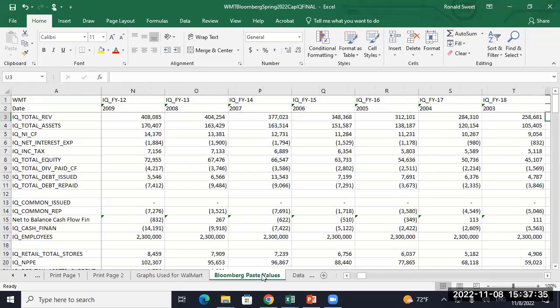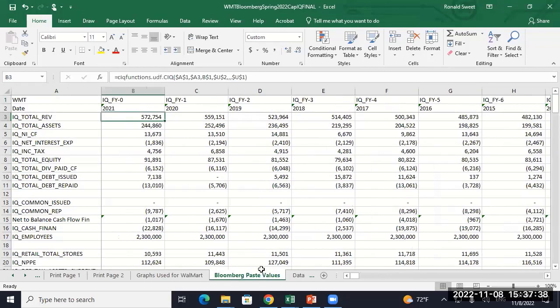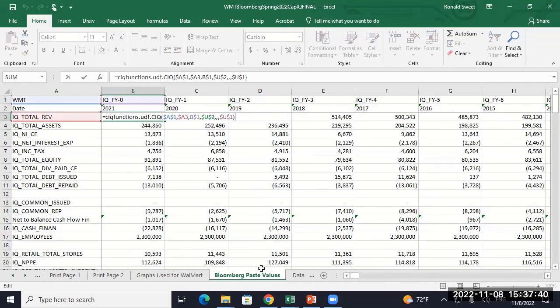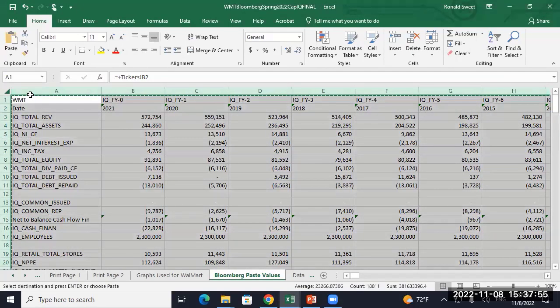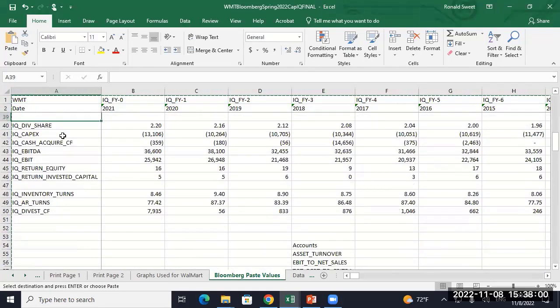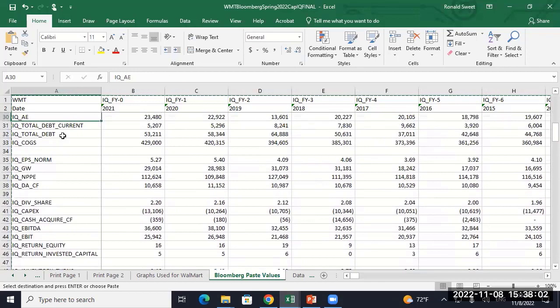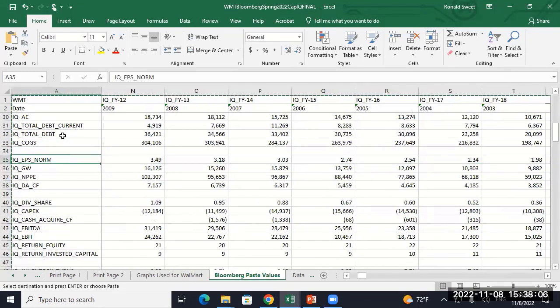So Capital IQ has these formulas that bring in information over many, many, many years. Pretty amazing stuff. I can't use it in here because I don't have Capital IQ loaded. But I can paste it as values and I don't have to worry about that. So here's our earnings per share for Walmart.